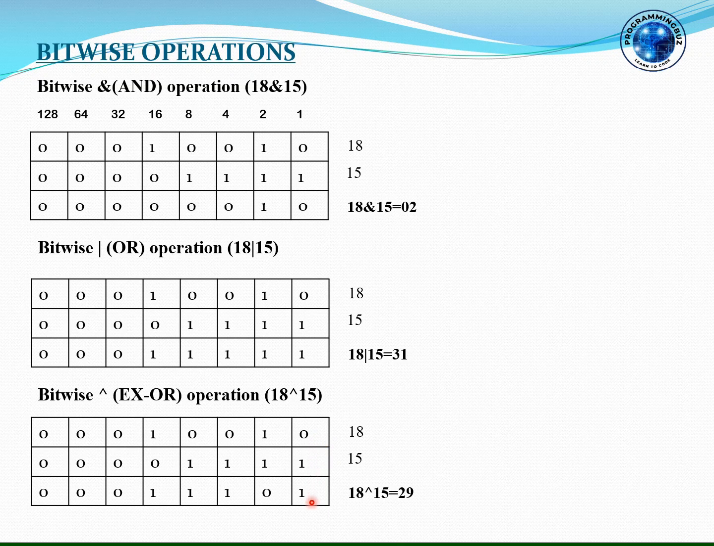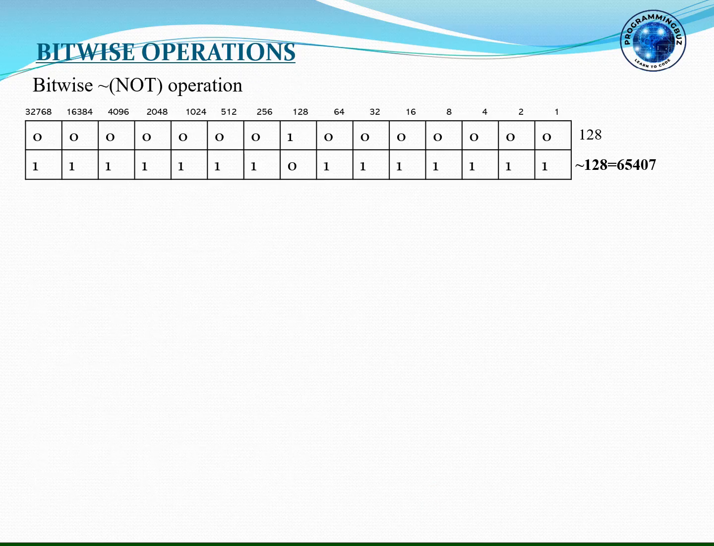0 XOR 1 equals to 1. 1 XOR 1 is equals to 0. 0 XOR 1 is 1. 0 XOR 1 is 1. 1 XOR 0 is 1. And after that 0 XOR 0 will be equals to 0. And hence the result of this XOR will be equals to 29, which is equals to 1 plus 4 plus 8 plus 16. So you just have to add the place values in this position. So which will be equals to 29. So this is how the different bitwise operations are done.